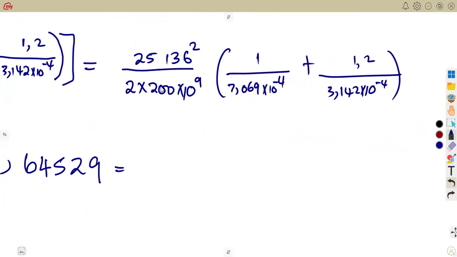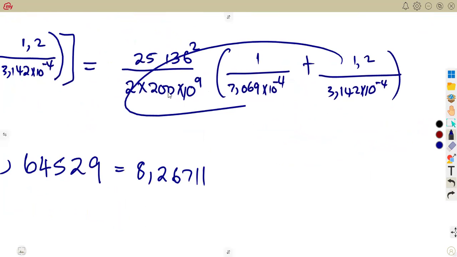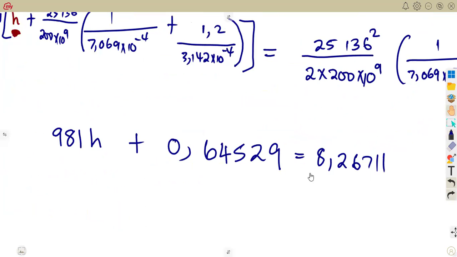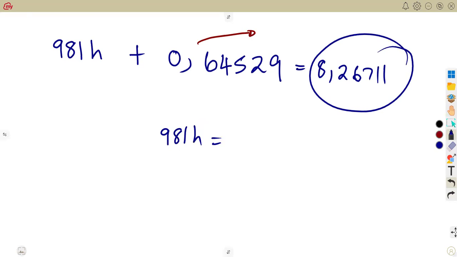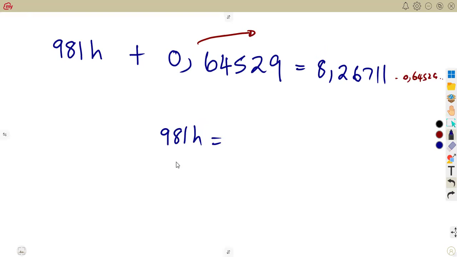If you simplify your right-hand side, you're going to get this. That was going to be 8,26711. This is what you're going to have. Simplify everything there. So what will be the value of our H? From this, we've got an equation that we can just use to solve for H. Transpose this to the other side of the equation so that it is negative 981H is equal to, I'm going to subtract there, the 0,64529, whatever you have there, you subtract that. So that was going to give us 7,2182.